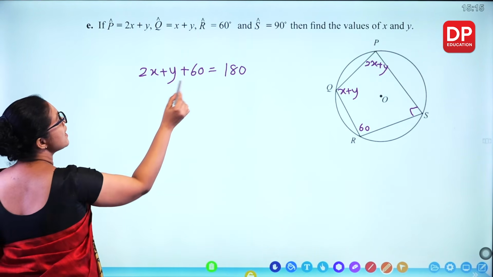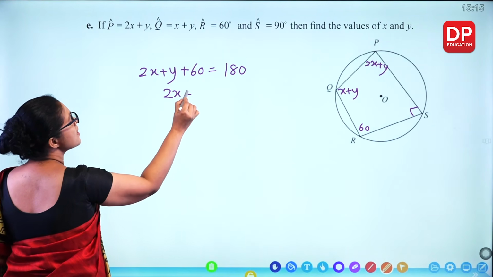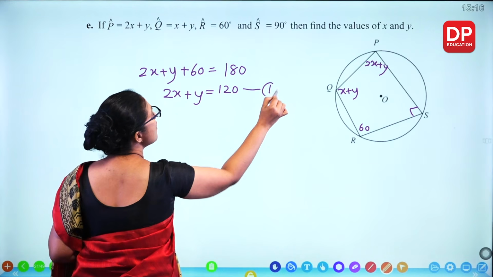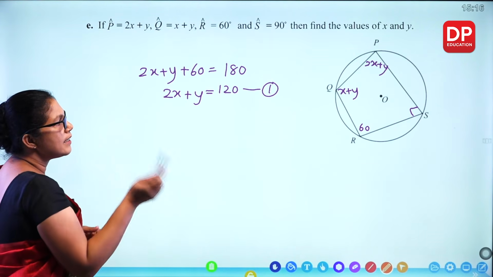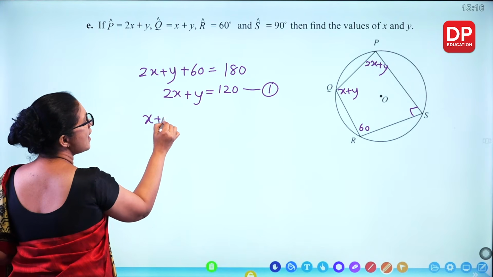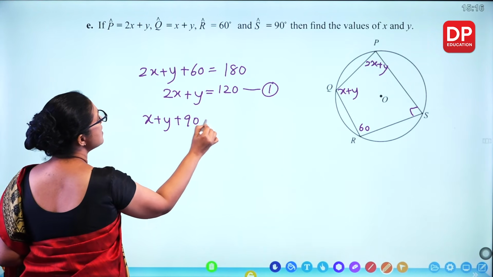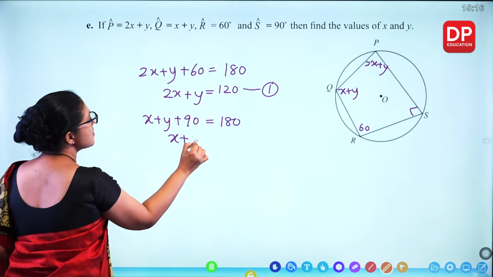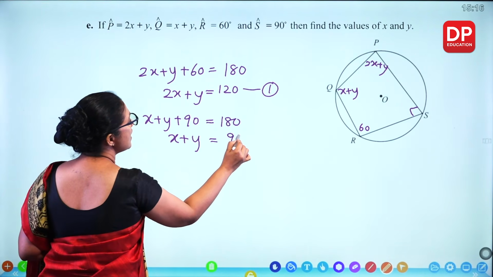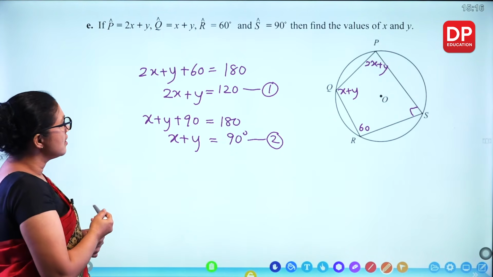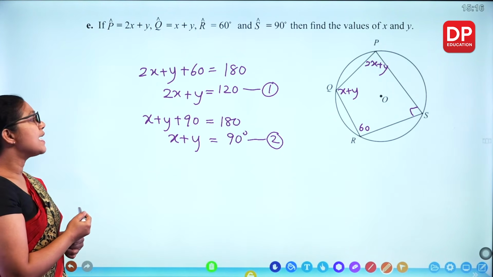Then when you take 60 to the other side, 2x plus y equals 120. That's my first equation. Now take the other two opposite angles. x plus y plus 90 equals 180. When you take 90 to the other side, x plus y equals 90. That's my second equation. So when you subtract, y gets cancelled out.